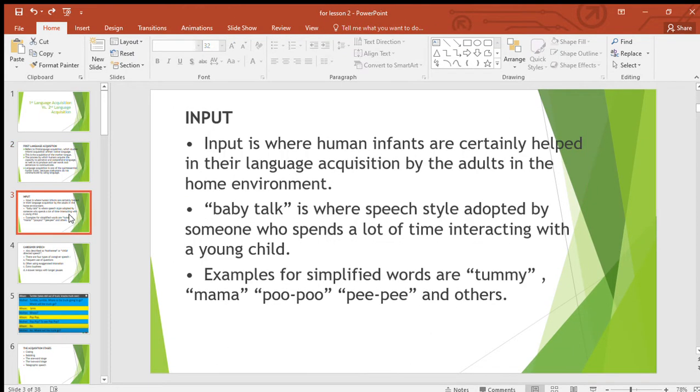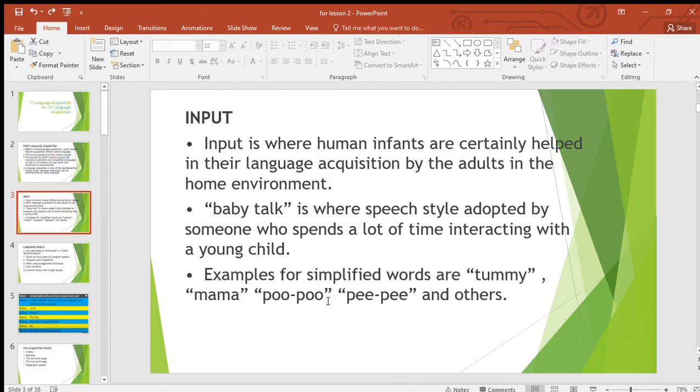So moving on to how we give input in first language acquisition. When we say input, it is where human infants are certainly helped in their language acquisition by the adults in the home environment. So we have baby talk. It is the speech style adopted by someone who spends a lot of time interacting with a young child. Of course, when you speak with a baby, you don't speak like how you speak with your mother, your friends, or your co-workers. You speak differently, maybe in a childish way or in a much simpler way. For example, we have here the simplified words tummy, mama, poo poo, pee pee, and of course, others.